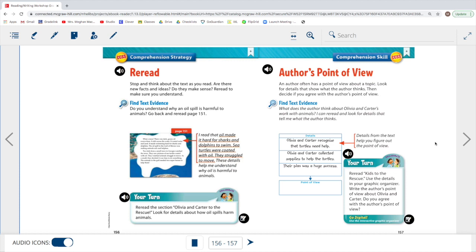Next, we're going to think about point of view. When we think about point of view, we're thinking about what does the author think about a topic. So, what does the author think about Olivia and Carter's work with animals? I can reread and look for details. So some of the details I found in the text were that Olivia and Carter recognized that turtles need help. Olivia and Carter collected supplies to help the turtles. Their plan was a huge success. So what does the author think about Olivia and Carter's work with animals? Well, using all these, I can say their work was really important and it was really successful. All right.